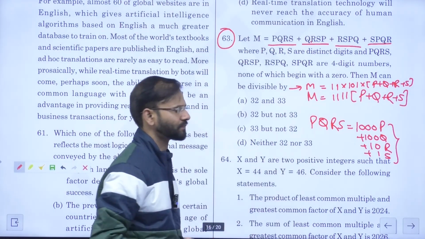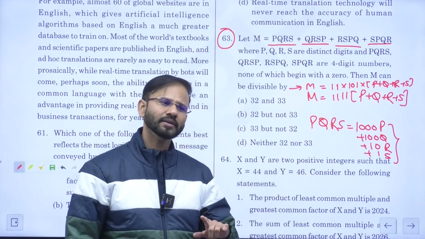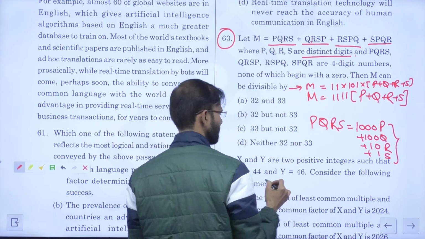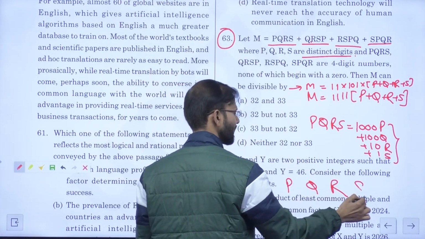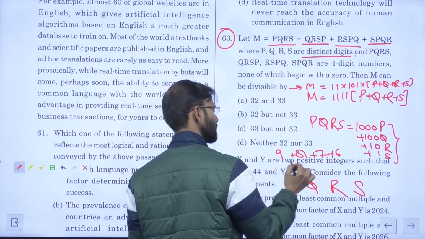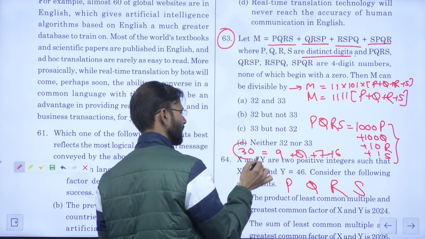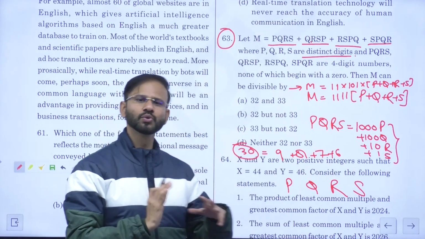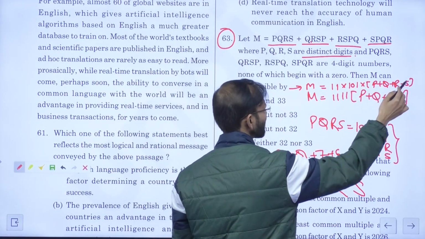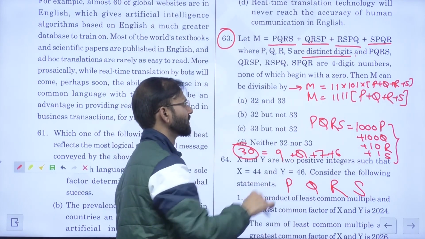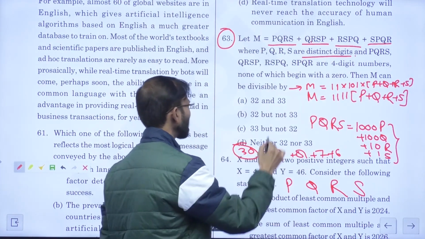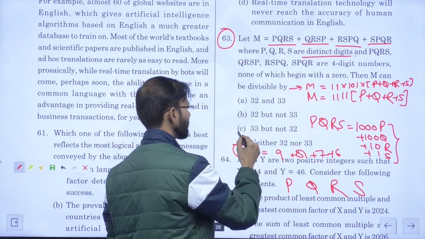So here, the question is saying PQRS are distinct digits. So they can be 9, 8, 7, 6. The greatest value of them is 30. So the greatest value of P plus Q plus R plus S is 30, correct? So obviously if this is 30 guys, then 30 is divisible by 3. You can take 3 common from 30, and 11 is here. So M can be divisible by 33 but not by 32.